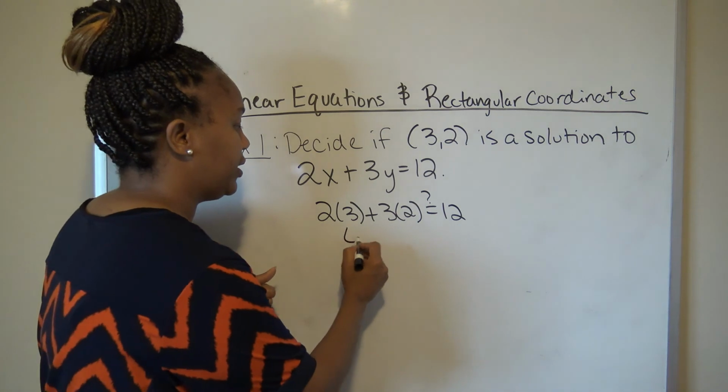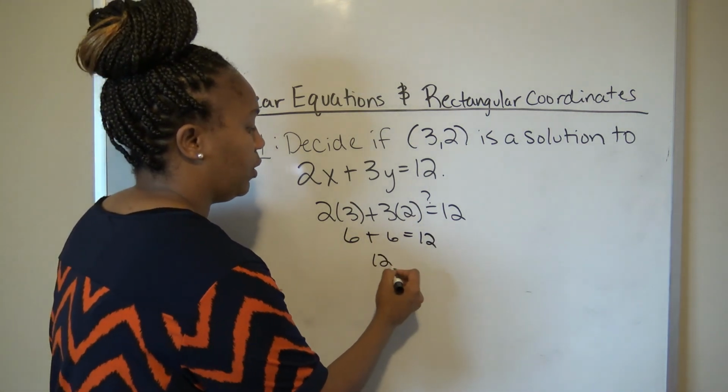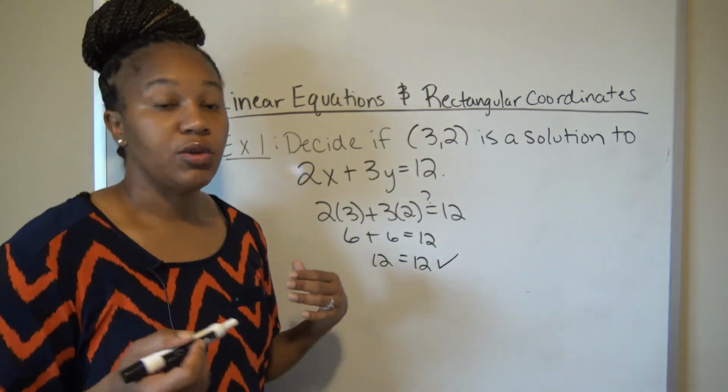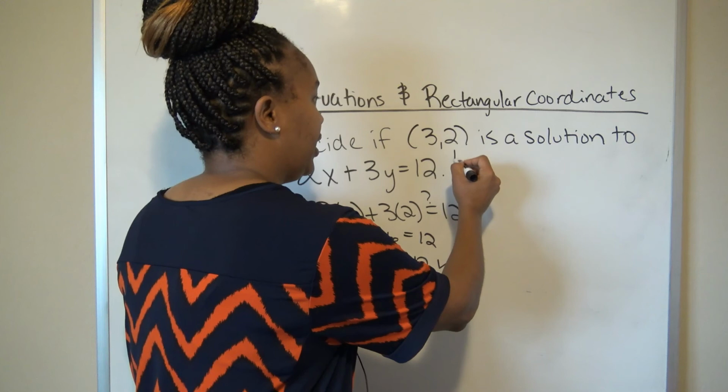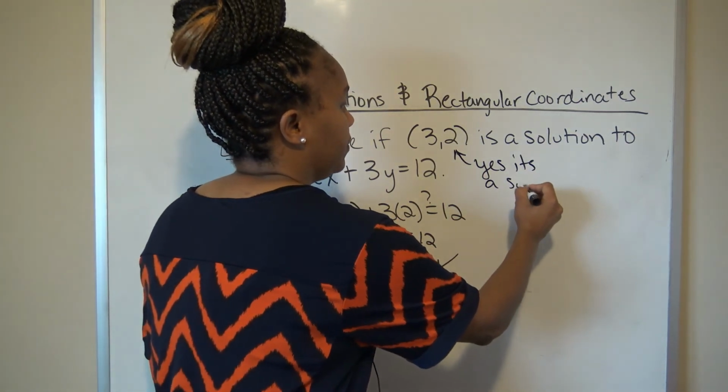2 times 3 is 6. 3 times 2 is 6. 6 plus 6 is 12. 12 equals 12. So I get a true statement. So therefore, this value is a solution. So we will say, yes, it's a solution.